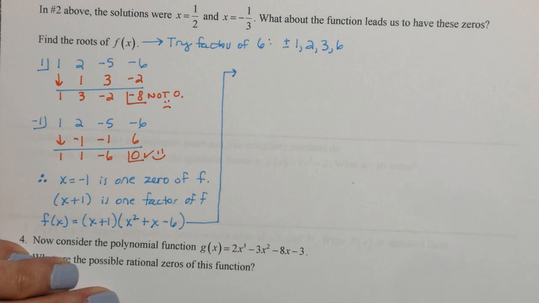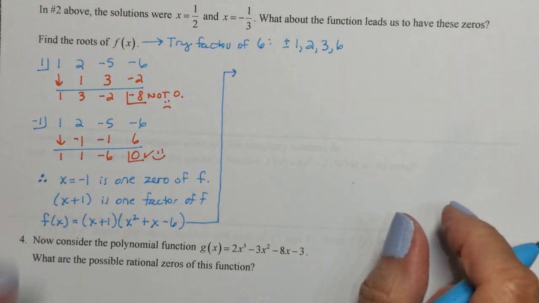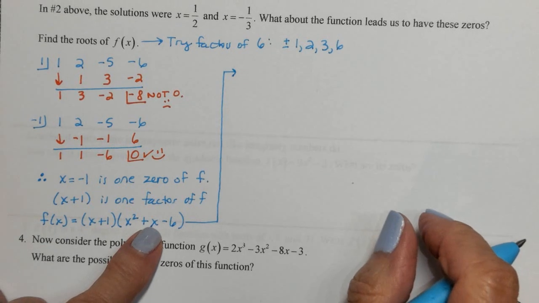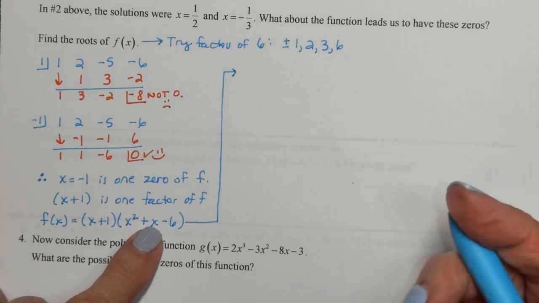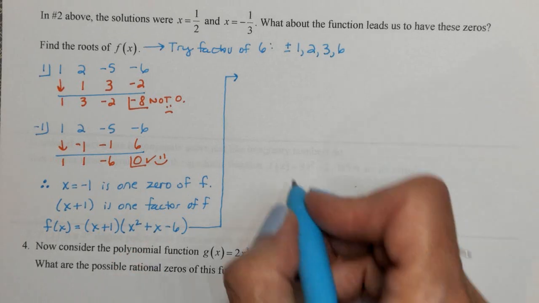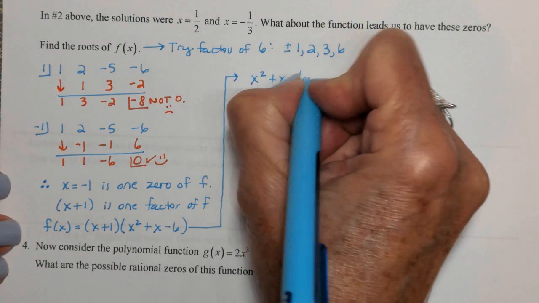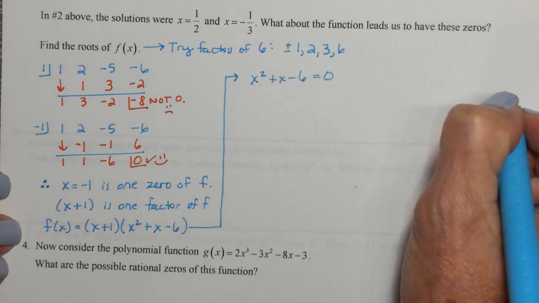Okay, we're still looking for the roots. We know one of them. How do we get the other ones? We take our depressed equation here and solve it for its zeros. So we're going to take x squared plus x minus 6 and find its zeros.